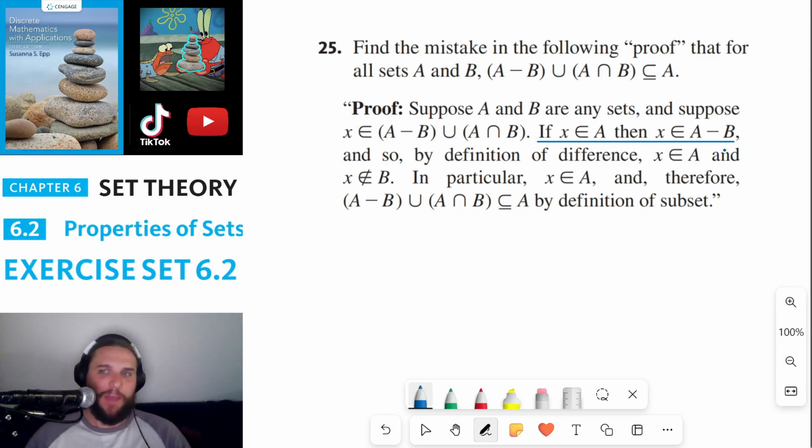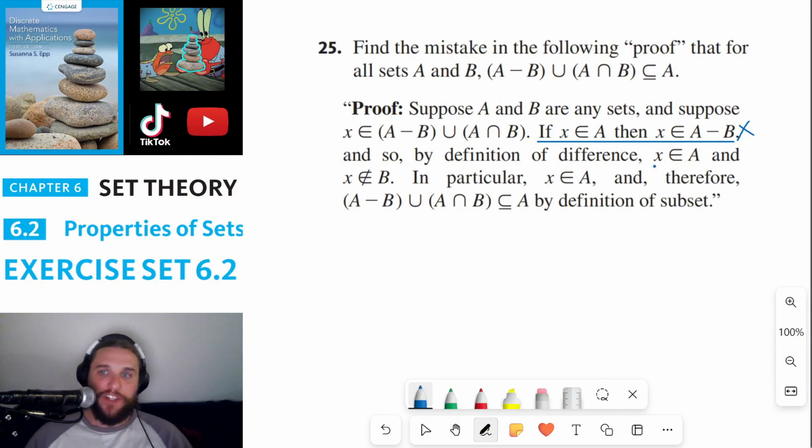Moreover, this isn't even true. If X is an element of A, then X is an element of A minus B. That's definitely not true. It could be the fact that X is in A and X is in B, which would mean that X is not an element of A minus B. And so this is flawed. But keep in mind that everything that follows from this if-then statement hinges upon the assumption that X is an element of A, which is something that we're trying to show.